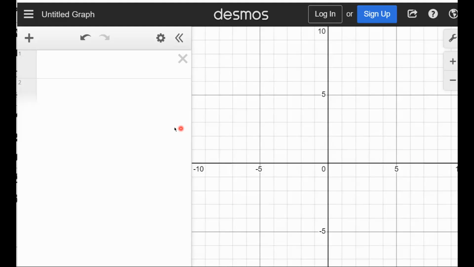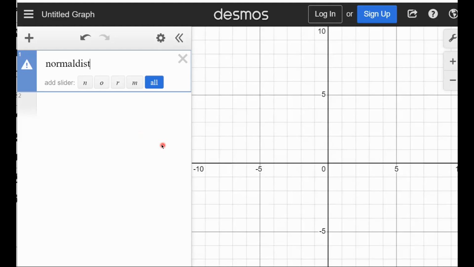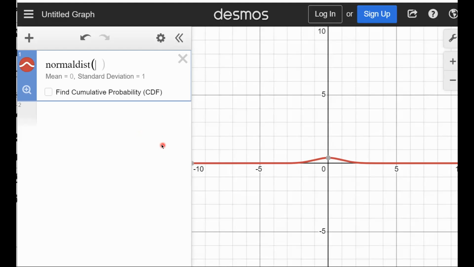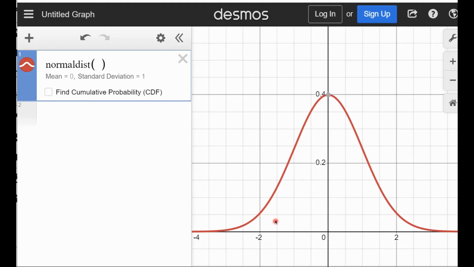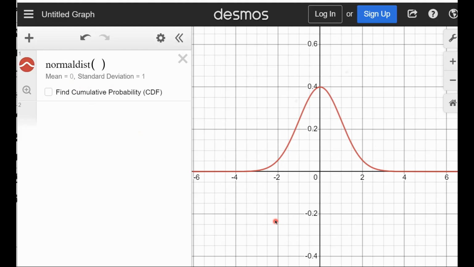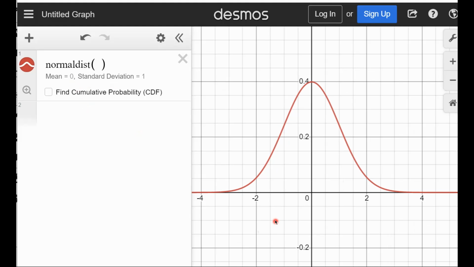So this video is just showing you how to do normal distributions on Desmos. You can type in normal dist, and if I don't put anything in the parentheses, it's going to do a standard normal, which is mean of 0, standard deviation of 1. If I click right here and do zoom fit, I can see my curve. Okay. And so here it is.